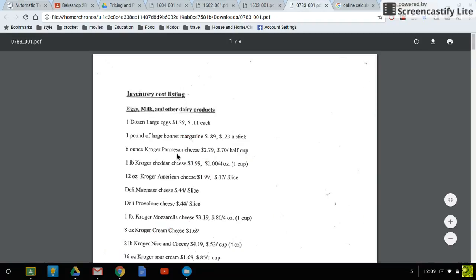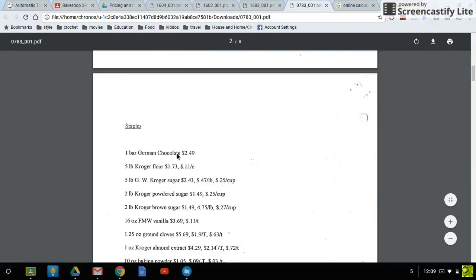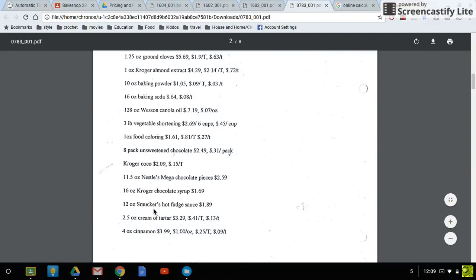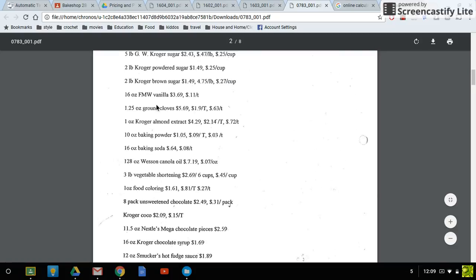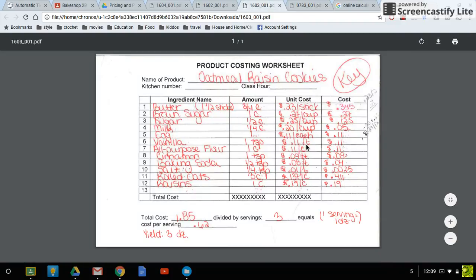Vanilla. It's listed funky on here because it has a brand name with it. I want to say it's F. Yep, right there. Okay, vanilla. I don't want to pay for the whole bottle, I'm not using it all for this recipe. So 11 cents per teaspoon. So I'm going to write 0.11 per teaspoon.